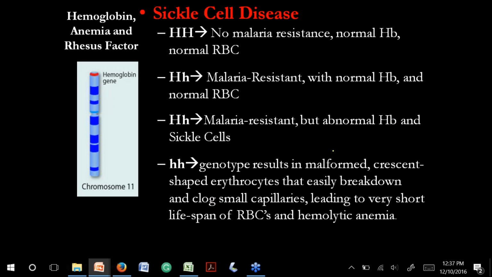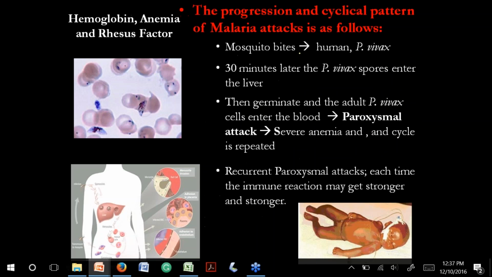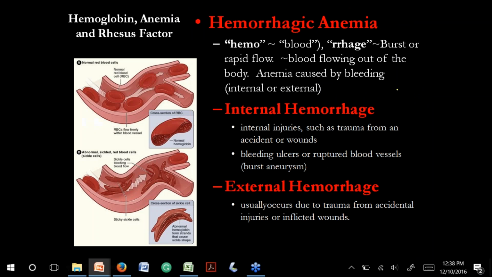Remember, malaria is transmitted by the mosquito, and the disease is caused by Plasmodium vivax. What is malaria? The cause is Plasmodium vivax, and the transmission is by the mosquito. So be careful with those tricky things, semantically speaking. That is the transmission versus the cause, okay? All right, let's keep going.